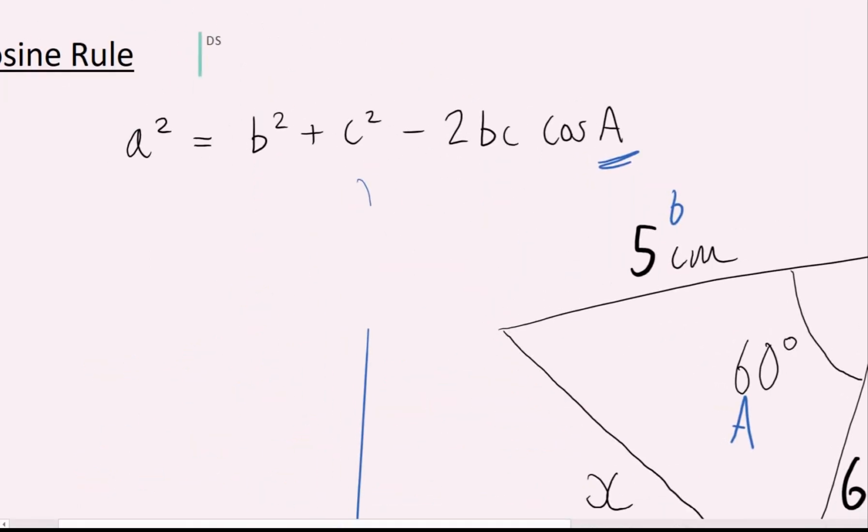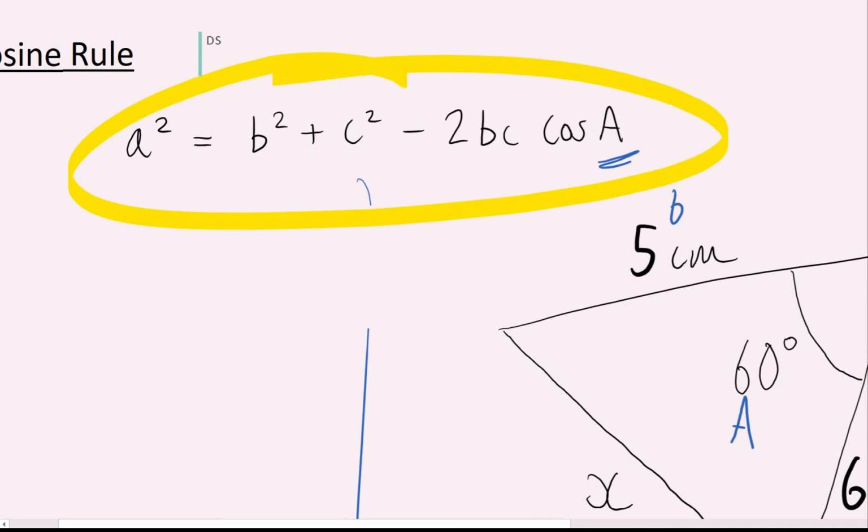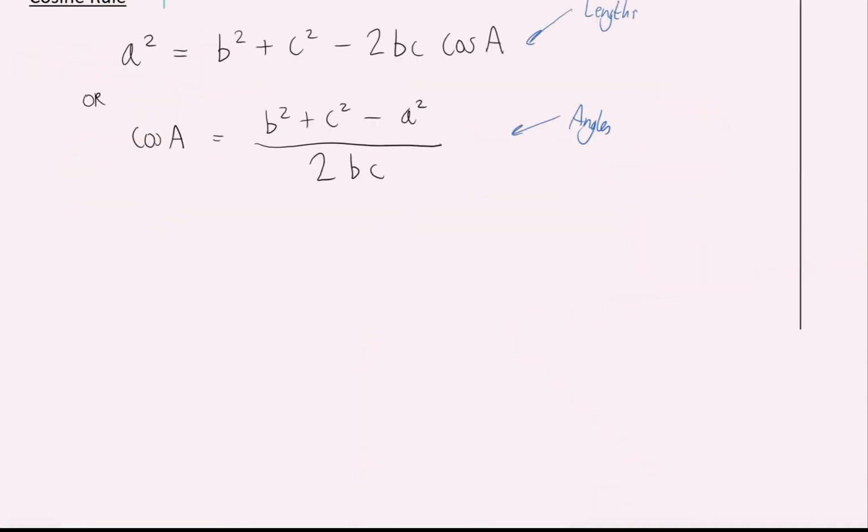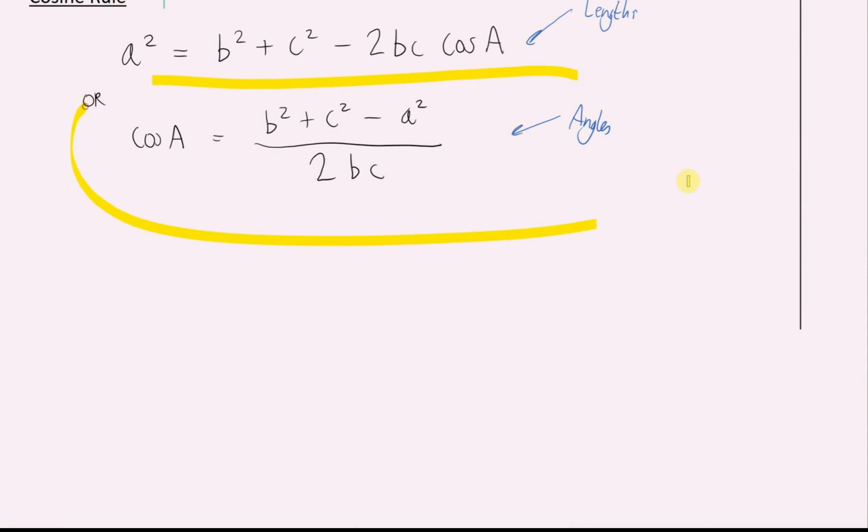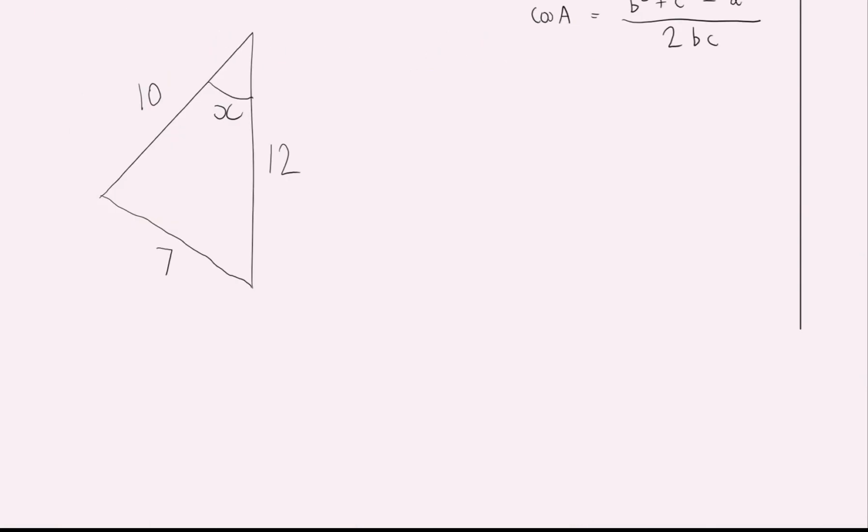Again, we use the formula in this form when we're trying to work out a missing length. The other case you can use it is when we're trying to find a missing angle. These two formulas are the same, but they're just rearranged to look like the other. So let's see how we can find missing angles now.